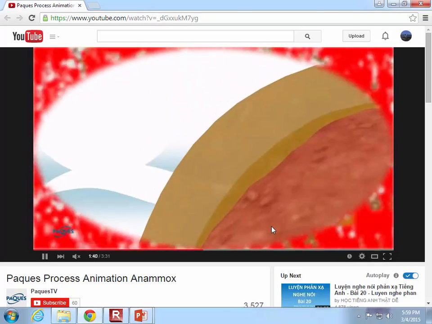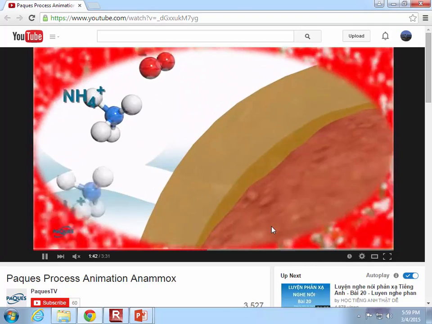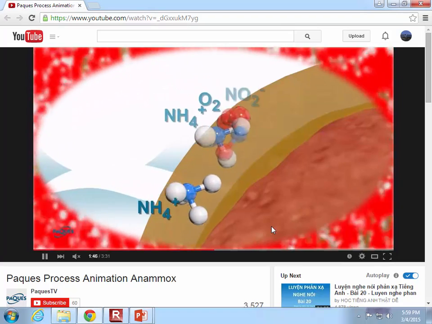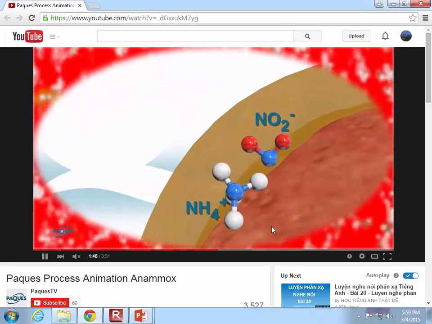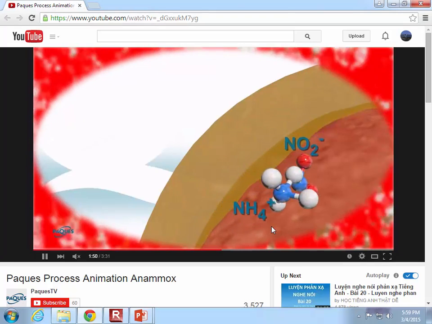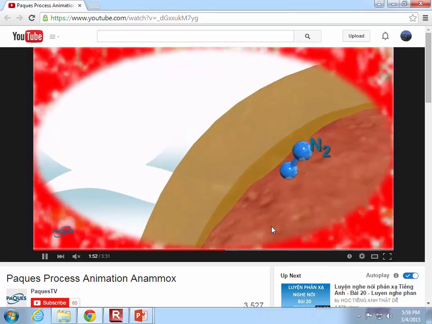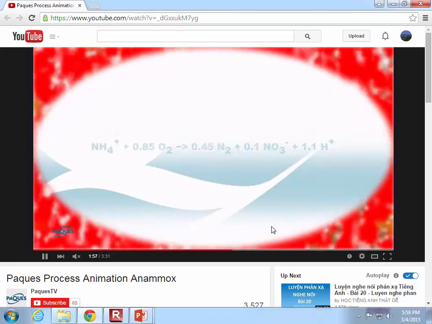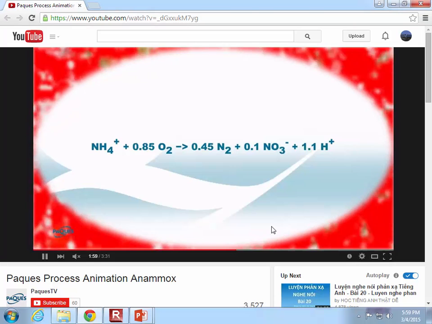So there it is. On the outside are bacteria that are consuming the ammonia and turning it into nitrite. So there's the nitrite. The nitrite goes onto the interior of the granules, and those are the different bacteria that are consuming the nitrite and some ammonia and turning it into nitrogen gas.